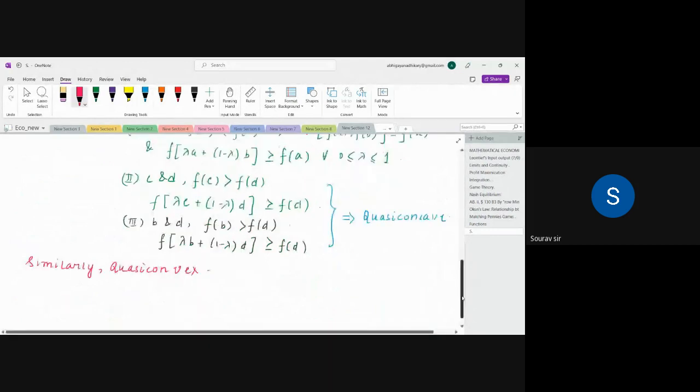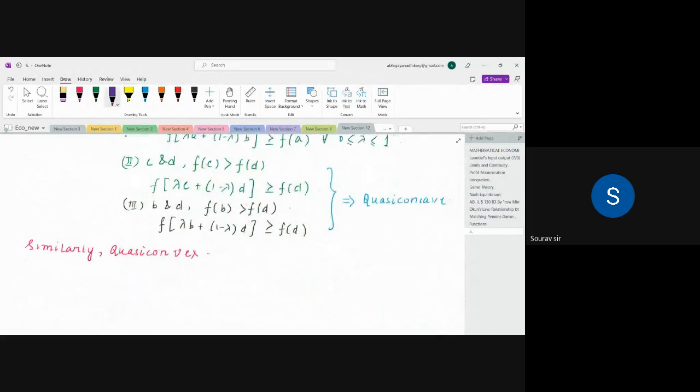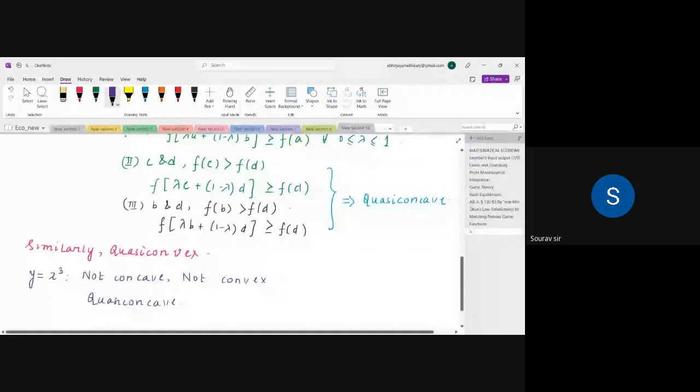So what is our ultimate conclusion that we get? Y equals x cubed, the function that we have taken, is not concave, not convex, but it is quasi-concave and it is quasi-convex. Okay, this is essentially the conclusion that we can get. All right. Any questions from anybody?